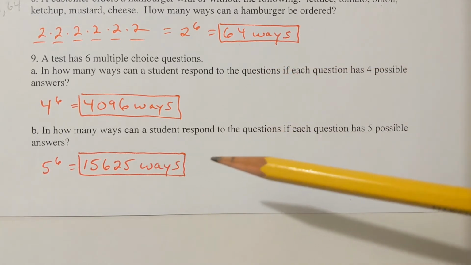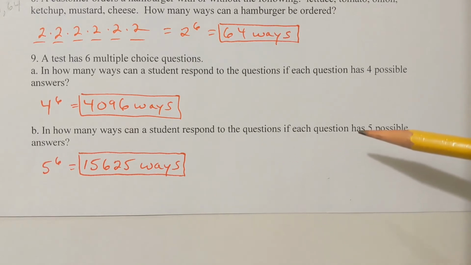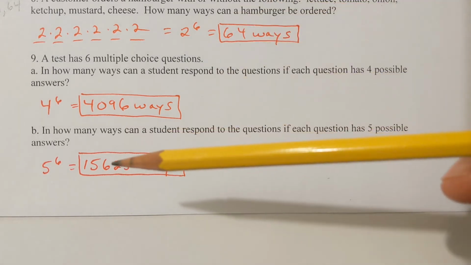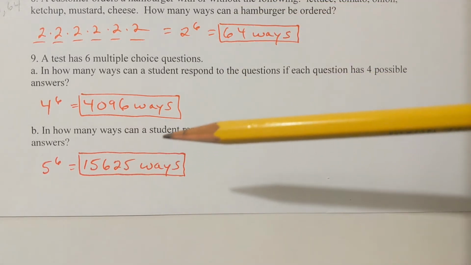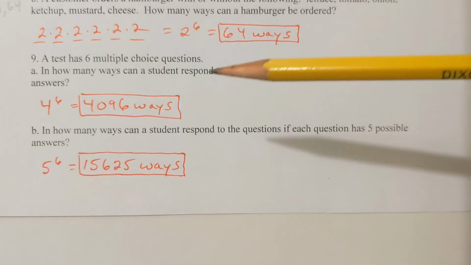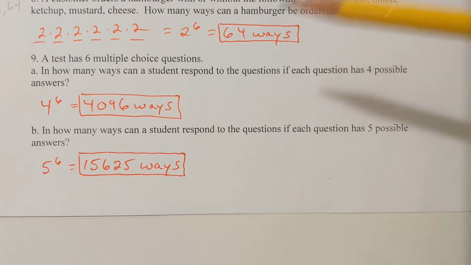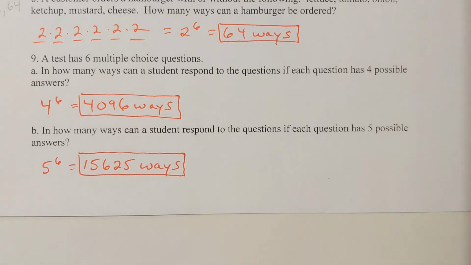Part B: in how many ways can a student respond to the questions if each question has 5 possible answers? Similar thing. So A, B, C, D, or E. I've got 5 times 5 times 5 times 5 times 5 times 5. That'd be 5 to the 6th power, which, if you were to check that, would be 15,625. That's how many different versions of the test there can be.